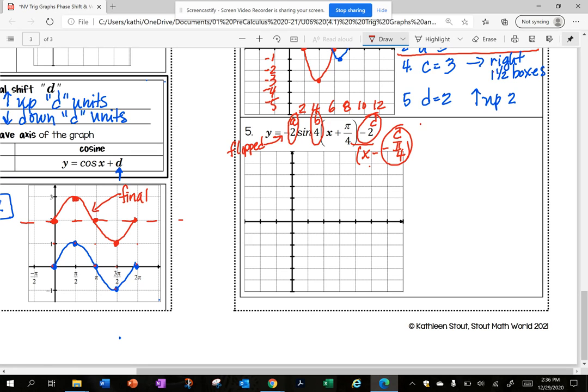So I start by calculating the period. So the period is 2 pi divided by B. So 2 pi divided by, we said B is 4. So simplifying my fraction, I get my period is pi over 2.